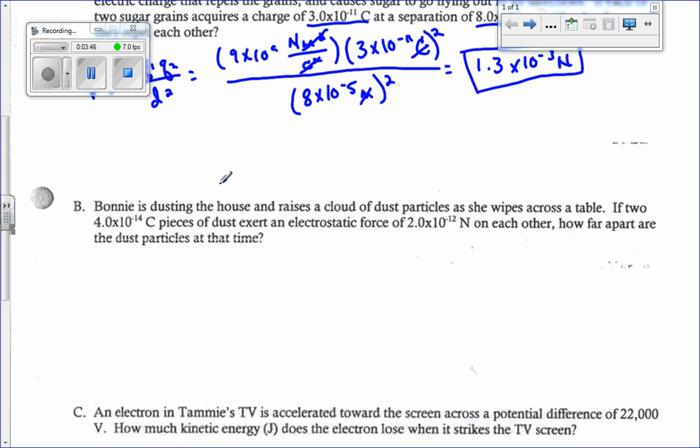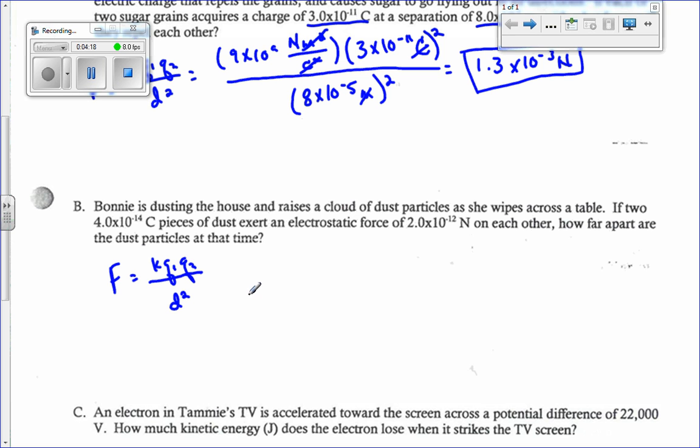Example B, Bonnie is dusting the house and raises a cloud of dust particles as she wipes across the table. If 4 times 10 to the negative 14 coulomb pieces of dust exert an electrostatic force of 2 times 10 to the negative 12 newtons on each other, how far apart are the dust particles? Yep, that's right. We're solving for distance. So we'll write the equation. Force is equal to K Q1 Q2 over d squared.